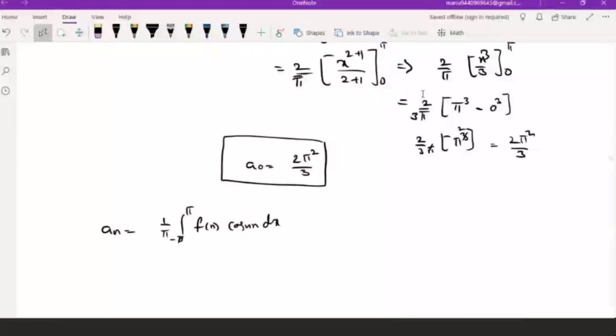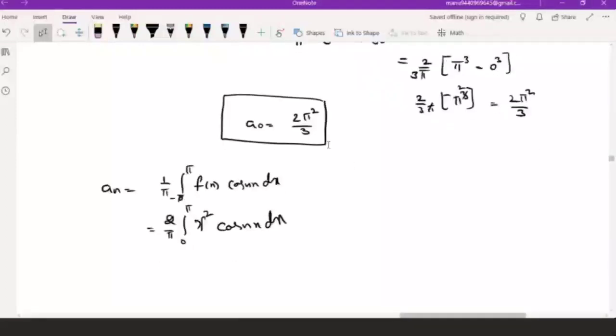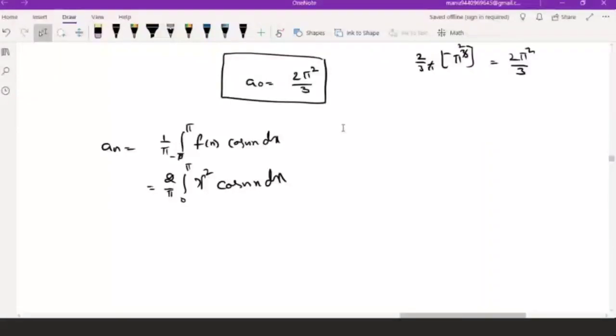Cos nx dx. That is equal to here. So we are using that f of x is an even function now. So we are applying the same property, that is 2 by pi, integration 0 to pi of f of x, which is x square cos nx dx. Here I have the product of two different functions.